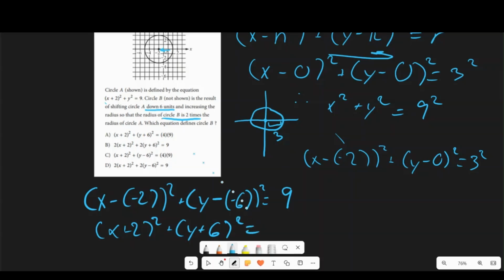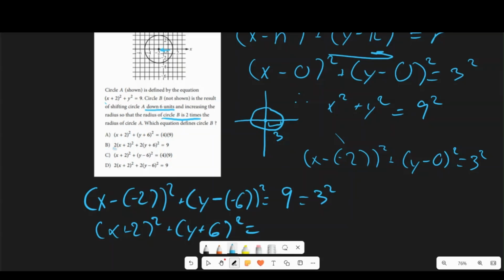And now let's figure out r, right? Well, notice that our radius was 3 squared, right? So we can really rewrite this as 3 squared, right? And then it said the radius of circle B is 2 times greater than the circle A, right? So just by looking at the answers, obviously we can't just multiply it by 2, right? It doesn't seem like that really works anywhere.